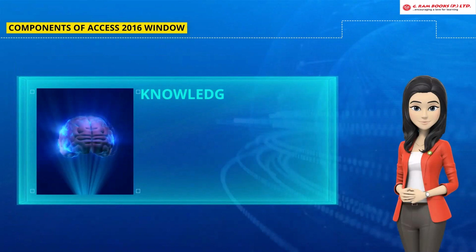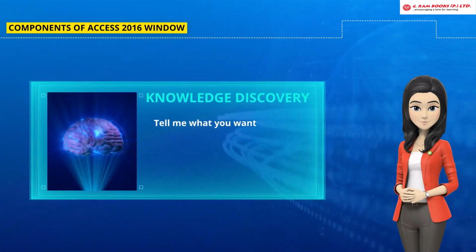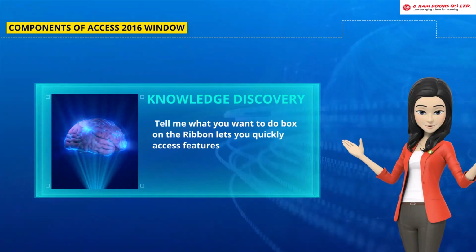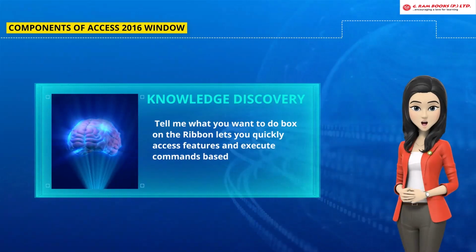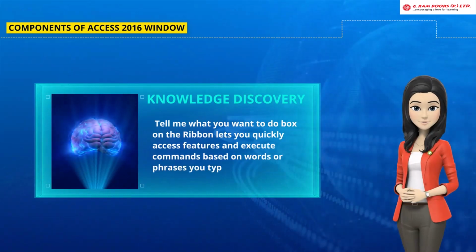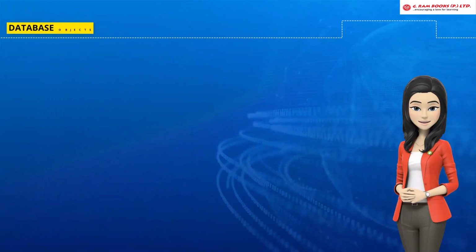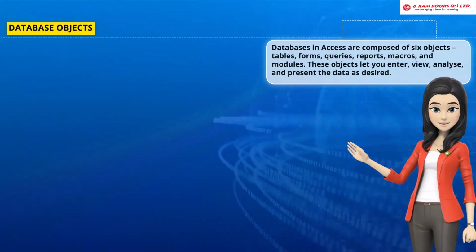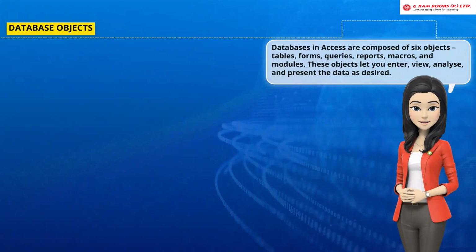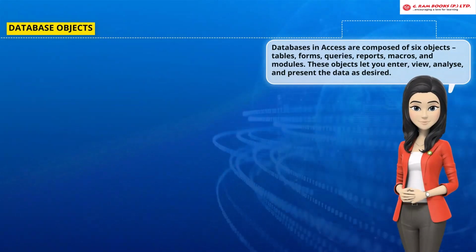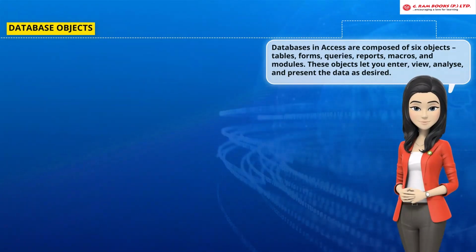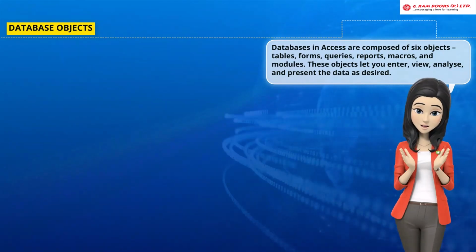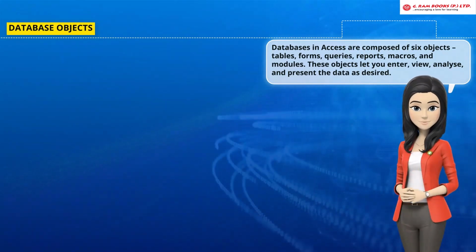Knowledge discovery. The Tell me what you want to do box on the ribbon lets you quickly access features and execute commands based on words or phrases you type in it. Database objects. Databases in Access are composed of 6 objects: tables, forms, queries, reports, macros, and modules. These objects let you enter, view, analyze, and present the data as desired.